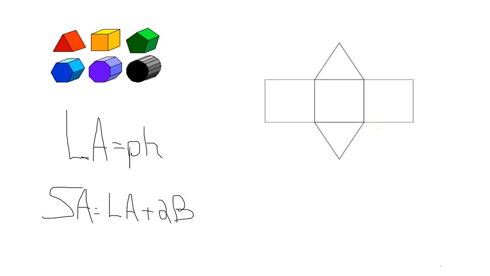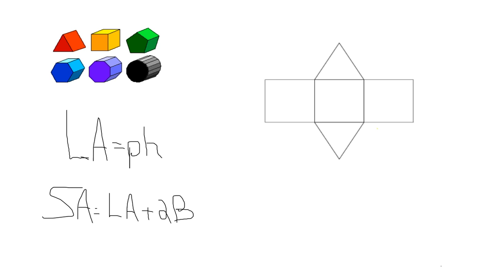This is a pentagonal prism. This is a hexagonal prism, octagonal prism because it has 8 sides, and I don't know how many sides this one has, but whatever it is, it's some kind of prism with these two polygons.